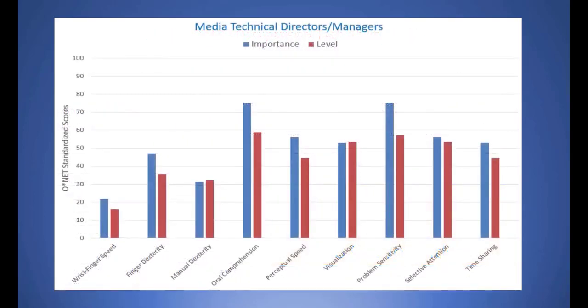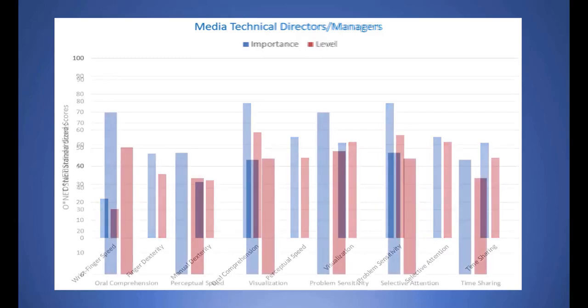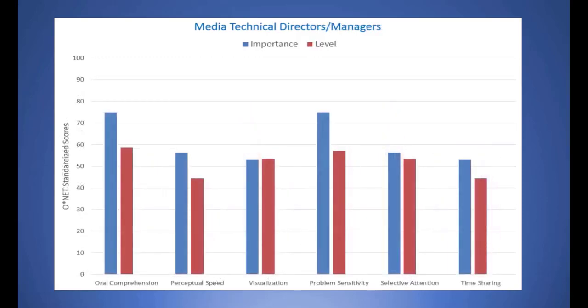Here's one of the charts that we can print out and provide our clients. It includes the importance rating and the baseline level of ability required in their occupation. Here we have it for all 9 DCAT variables. And here we have it for just the 6 O*NET cognitive variables that we address in DCAT-2.